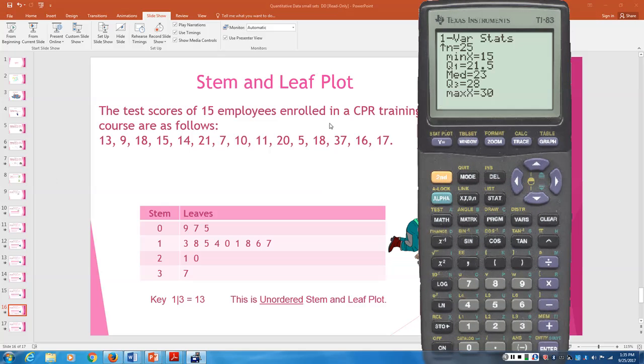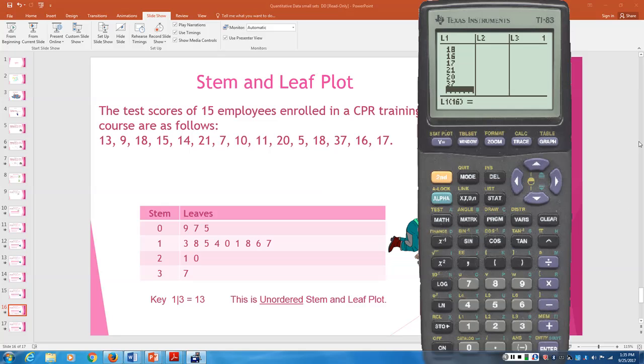So I don't even have to look up here to enter in the numbers. I can go for the graph and enter on the 0, that's 9, 7, 5. And then on the 1s, I've got 13, 18, 15, 14, 10, 11, 18, 16, 17, 21, 20, 37, and then I'll just delete the rest of the numbers that were there, because that goes with the other data set.